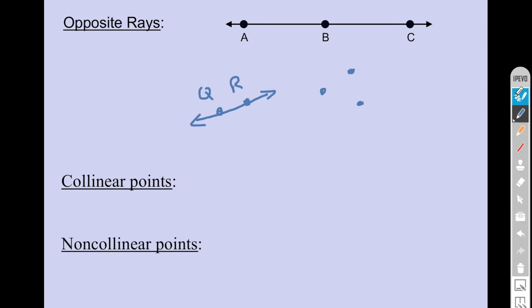Non-collinear points are points that do not lie on the same line. Points that do not lie on the same line would be like this example right here. These 3 are non-collinear.